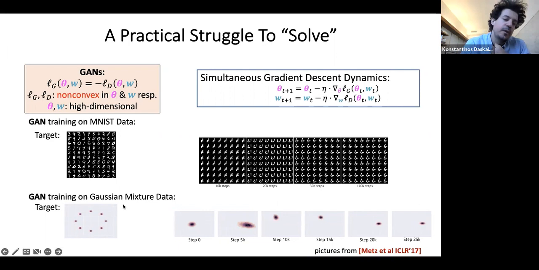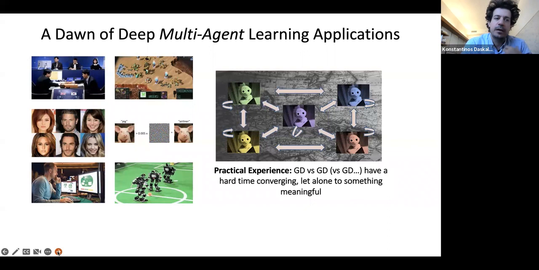So long story short, there are many multi-agent applications, either explicit or implicit, that are emerging in the field of deep learning. But there are issues when you try to use gradient descent to train agents in these kinds of settings. The practical experience is that gradient descent against gradient descent has a hard time converging, let alone to a meaningful solution.